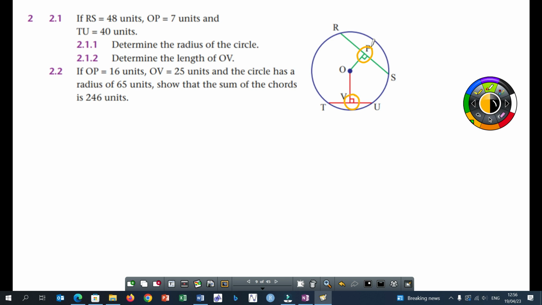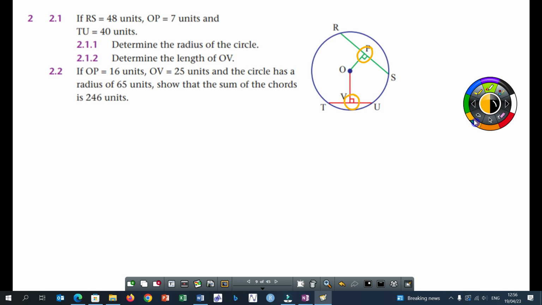Okay? So the first question, you also have to use common sense when you are answering the questions. Right? Don't be scared because you saw the diagram. You must have a positive attitude. I know that some of you, the moment you see the diagram, your brain shuts down straight away. That should not be the case. So don't be scared because you saw a diagram.